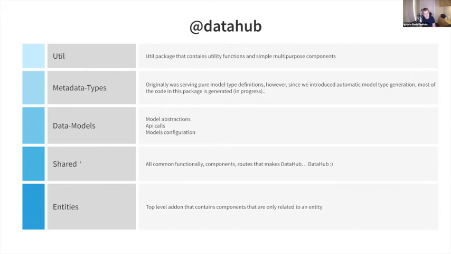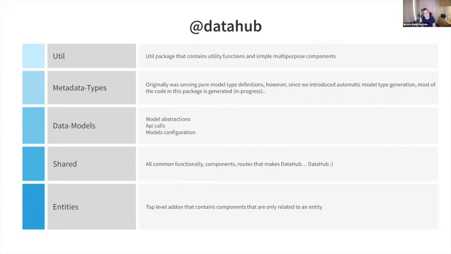We have shared. Shared is basically all the components for DataHub, like the search bar, the nav bar, the search results, the entity page components. The generic components should be there. Everything that is basically DataHub. And then we have entities. Here is where you store all the custom things that you want, for example for a data set. If you want a specific graph for data set, you put it in entities.